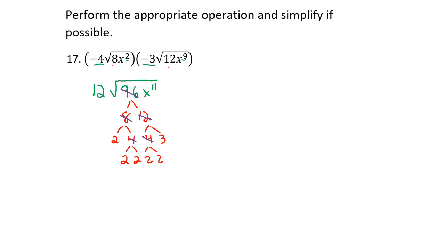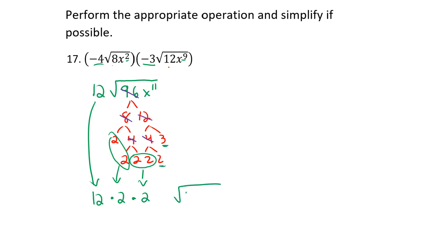We have a square root of 2. We have a square root, which means we need two of the same number to make a circle. So outside the radical, I'm going to have the 12. I'm going to have a times 2 and another times 2. Unfortunately, I have two numbers that didn't get circled, so they have to stay inside the radical. I have 11 x's.